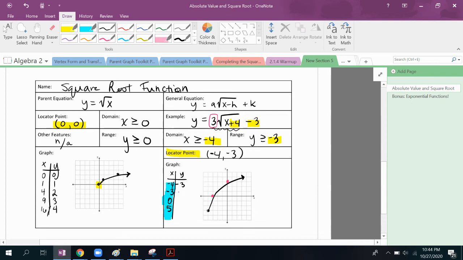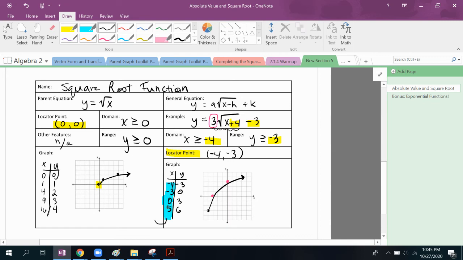So let's use that information. At -3 I'll be at 0. At 0 I'll be at 3. I'm just plugging it into my function here. At 5, I will be at 6. Sorry, I was a little off here with my drawing, but that's okay.